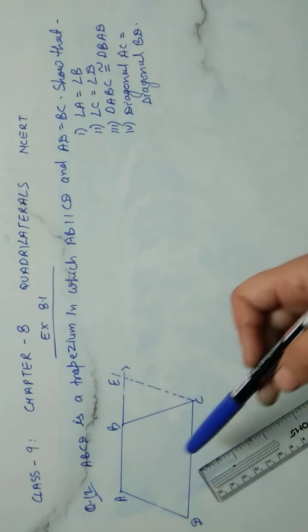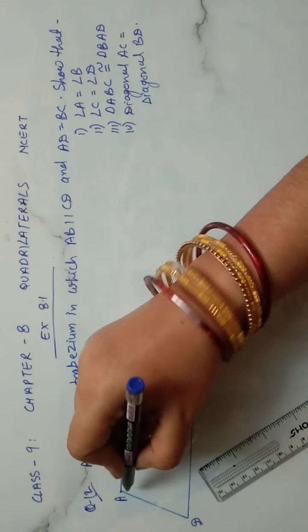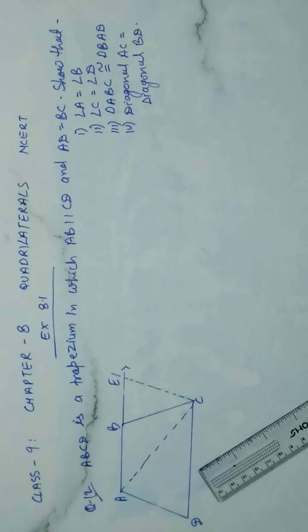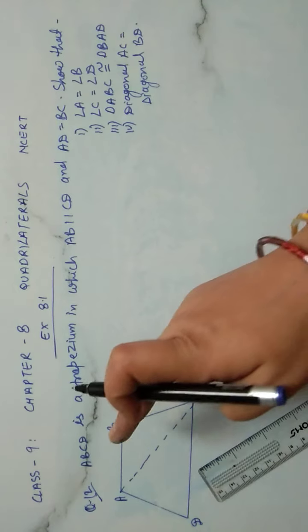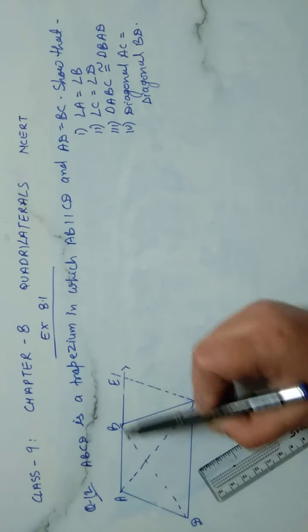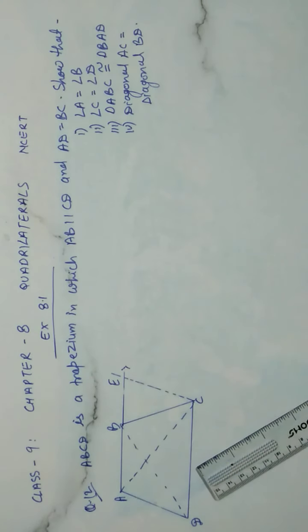and triangle ABC. Triangle ABC means we have to join AC. So triangle ABC is congruent to triangle BAD, and also diagonal AC is equal to BD. So just see how we will solve it.